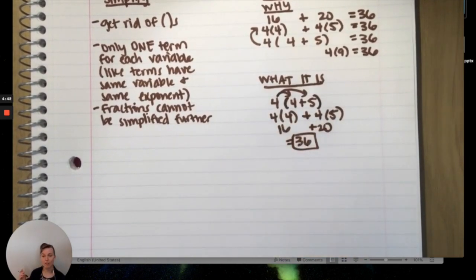Notice that I have no more parentheses. I only have one term because all of these are constants. So there's only one like term at the end, 36, and there are no fractions. Technically it's 36 over 1, which is as simplified as it can get. So that's me using the distributive property. I distributed the 4 to each term in the parentheses.